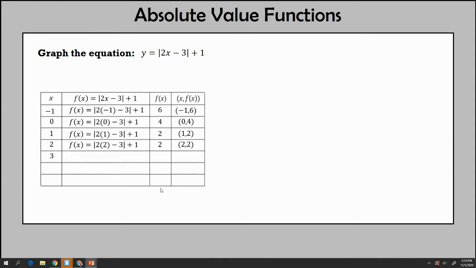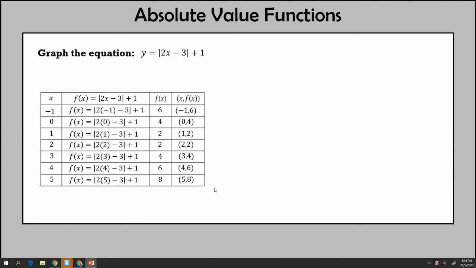So we should be headed up. These values should start increasing again. 2 times 3 is 6. 6 minus 3 is 3. Absolute value of 3 is 3. Plus 1 is 4. Put in 4 for x. 8 minus 3 is 5. Absolute value of 5 is 5. Plus 1 is 6. And then put in our 5 here. 10 minus 3 is 7. Absolute value of 7 is 7.